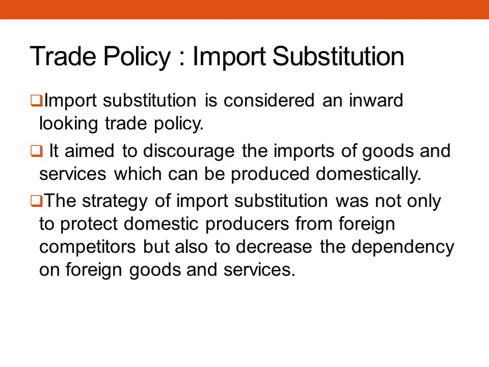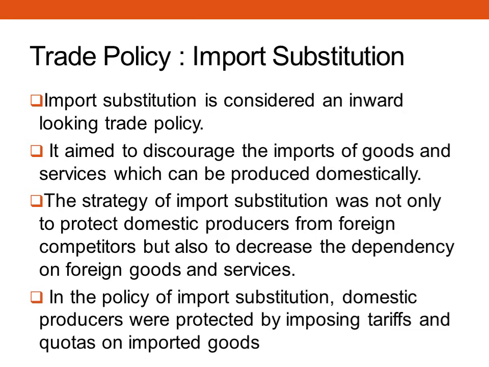So, this strategy of import substitution was not only to protect domestic producers from foreign competitors but also to decrease the dependency on foreign goods and services. The very first aim is to protect domestic producers, and the second aim was to decrease dependency on foreign goods and services. If we are producing it domestically, then the dependency will automatically be reduced. In the policy of import substitution, domestic producers were protected by imposing tariffs and quotas on imported goods.